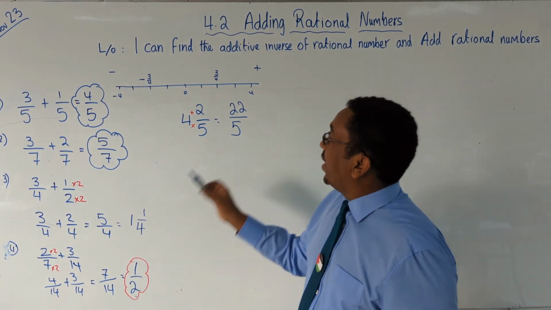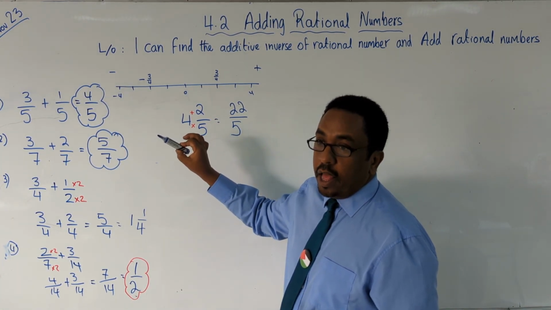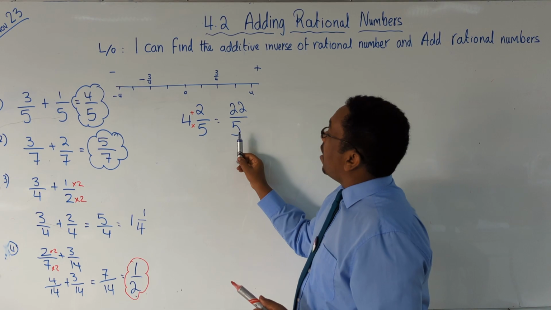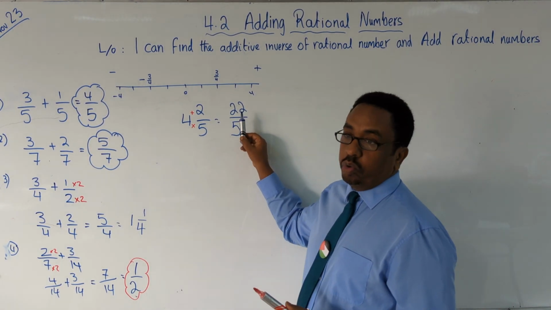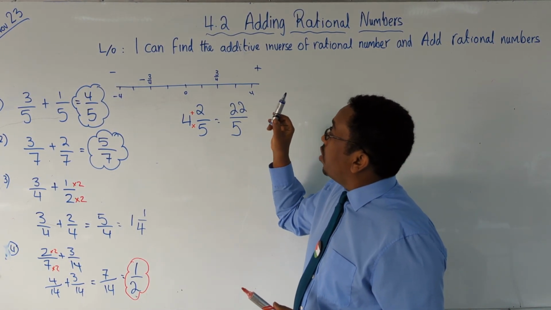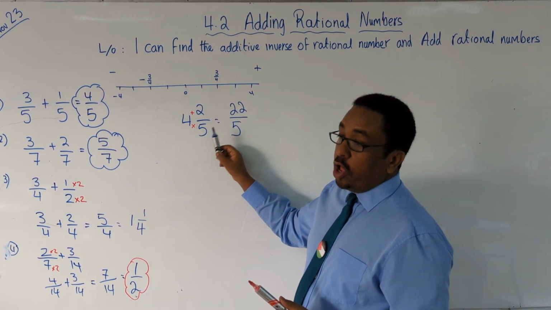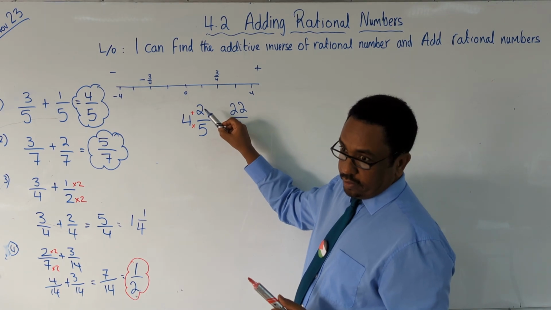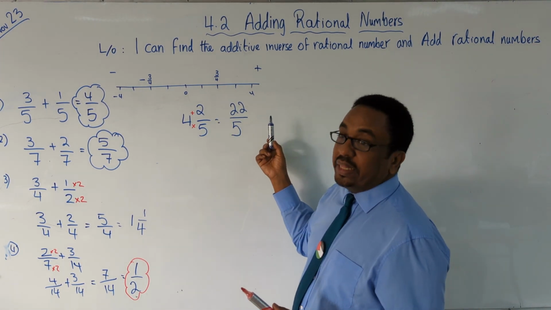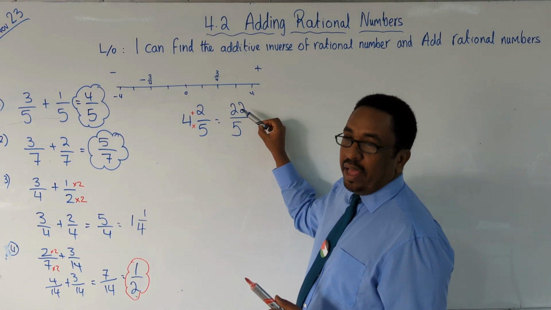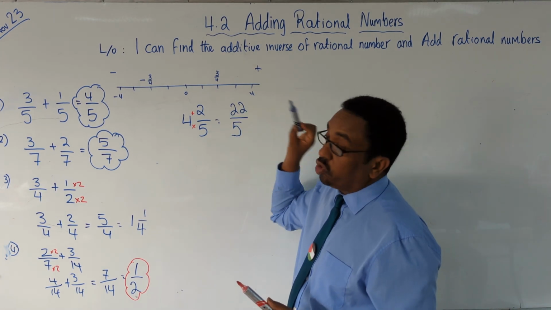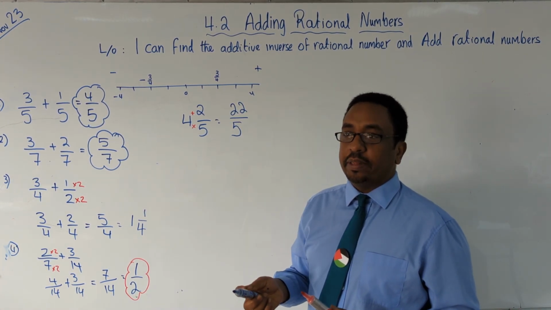And also remember, we can go back from here to here. How do we do that? We say, how many 5s are in 22? We have 4. You put the 4 there. And then the denominator doesn't change. What is the remainder? 4 times 5 is 20. We have 22. What's the remainder? 2. The 2 goes on the top. So this is how we do it.